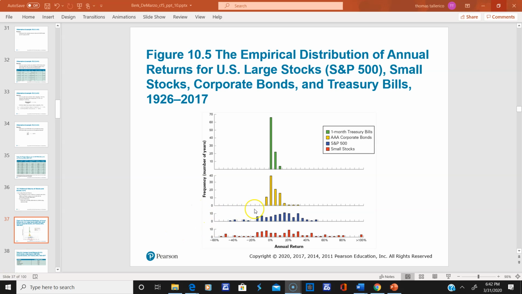So again, you can see the risk building up here. The wider the spread of the curve, the more risk. This is T-bills. You notice T-bills are basically risk-free, right?